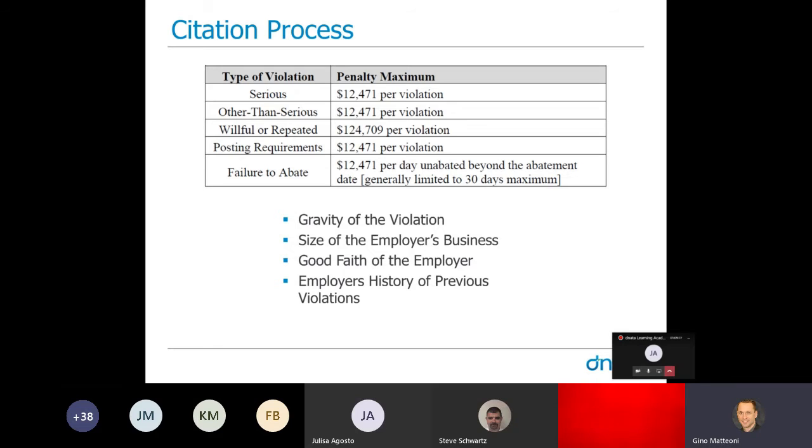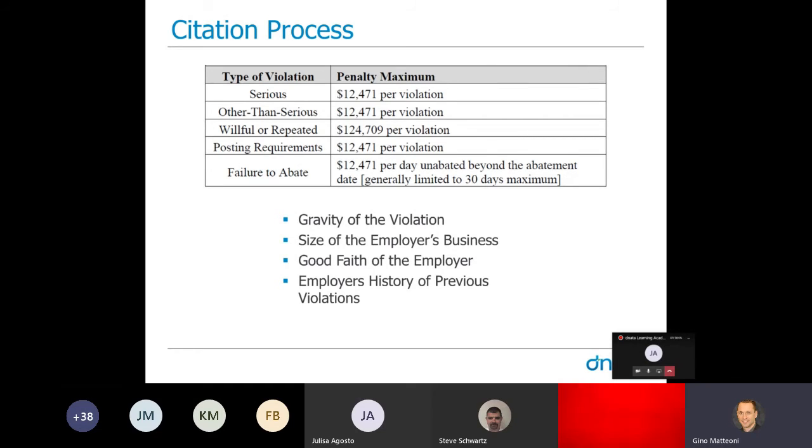So what determines the penalties themselves and how high on the tier they may be assessed? The gravity of the violation, again, that concern being raised, a lockout tagout not being applied. What's the risk of the occurrence of an injury, and if one occurred, how severe would that injury have been? That's going to weigh into that. The size of the employer's business also weighs into it. As I said in the other document, the good faith of the employer.